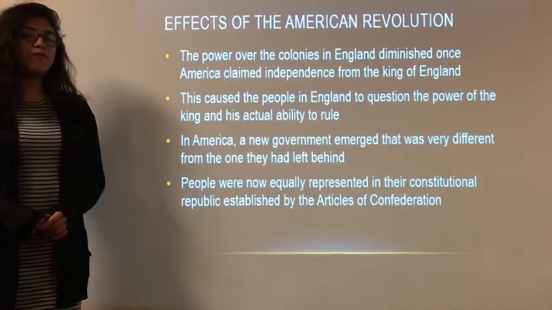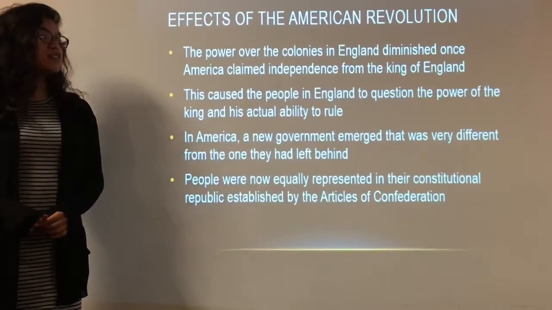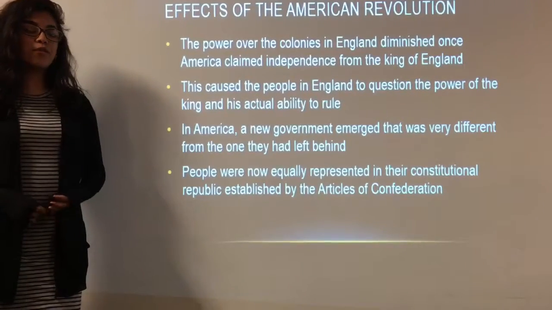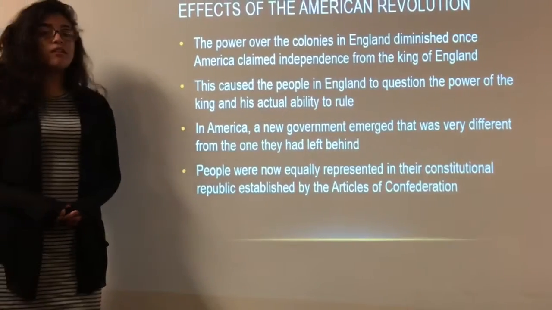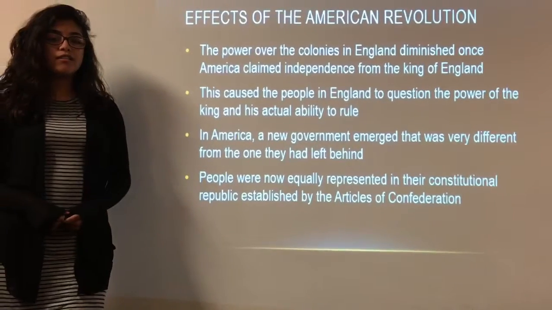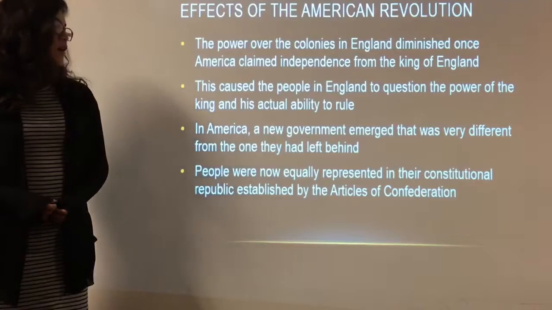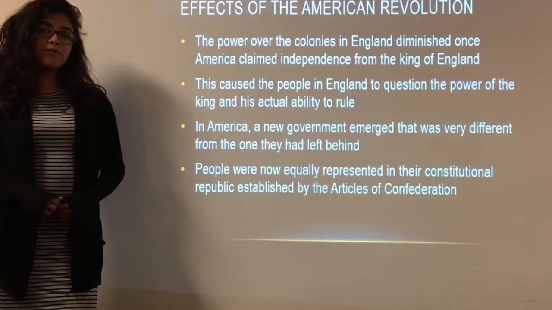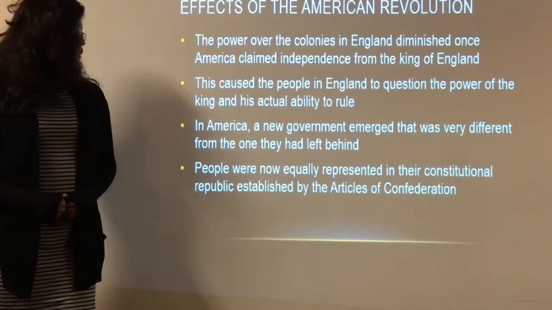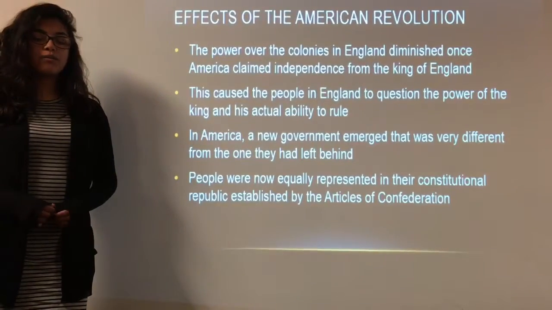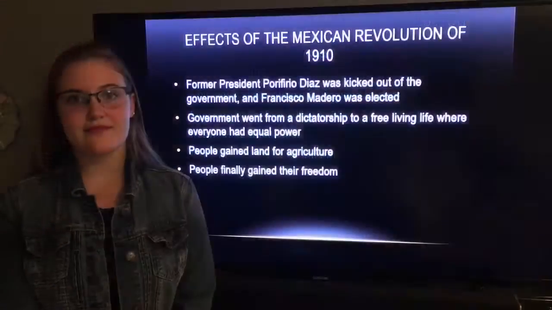The effect of the American Revolution was that the power of the colonies in England diminished once the American colonies claimed their independence from England. This caused the people in England to question the power of the king, and they decided that he was unfit to rule. However, they did not overthrow him. In America, a new government emerged and was very different from the one in England. The people were now equally represented in their constitutional republic that was established by the Articles of Confederation.